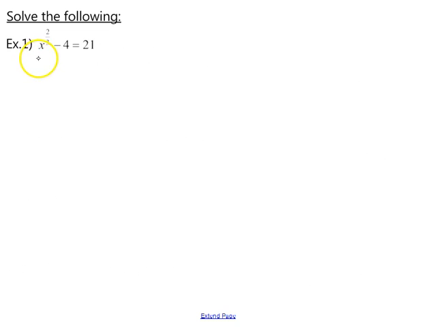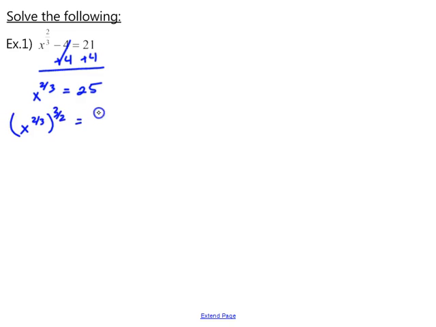Let's go ahead and work out this first example. So we want to isolate the rational exponent. So we want to add 4 to both sides, so that on the left side we have x raised to the 2/3 power, and on the right side we have 25. To isolate the x, we need to raise both sides to the reciprocal of that exponent. So we're going to take the x to the 2/3 and raise that to the 3/2. And then we're going to take 25 and also raise that to the power of 3/2.